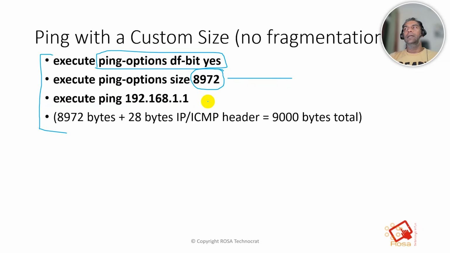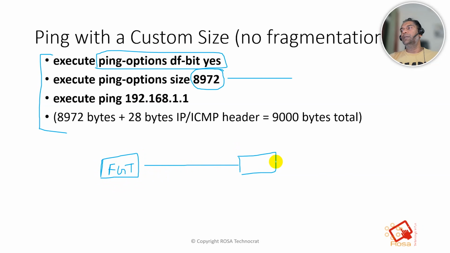This is something to discover what MTU your neighboring device has. For example, this is one device and this is the FortiGate. You will send a ping request to 1.1.1.1. Here you are sending a packet with the DF bit set and 8972 size.